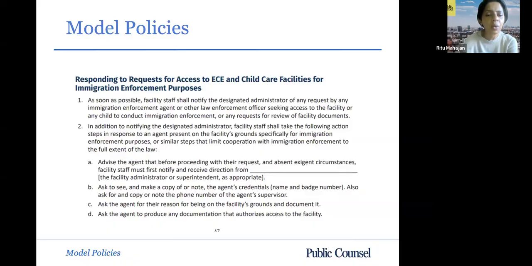And if they have a warrant, someone has to be trained to review it and see if it's really a valid judicial warrant. And if they do have a warrant, you do have to allow them to enter. But as we said, you want to follow them and make sure they're staying within the scope of the warrant.